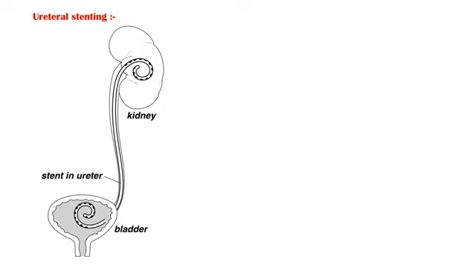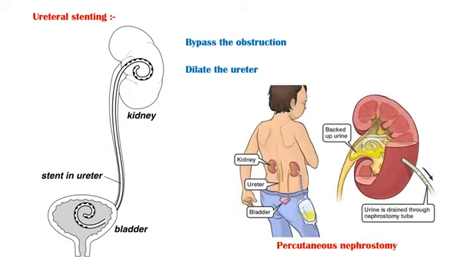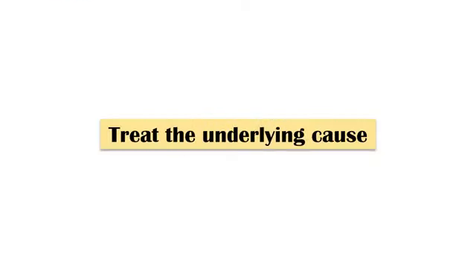Ureteral stenting is used to bypass the obstruction and dilate the ureter, which permits the urinary outflow. If stenting fails, percutaneous nephrostomy may be indicated. All these options are for the temporary relief of the obstruction. As the definitive treatment option, you should always correct the underlying cause.